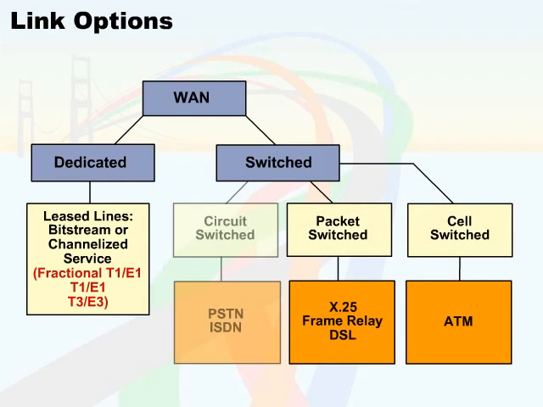The most popular of these connections are packet switched and cell switched. Packet switched is typically our frame relay and our DSL, which are very popular technologies. Cell switched is ATM, which in some cases is used more as a LAN technology than a WAN technology, but that's entirely up to you. Nonetheless, packet switched networks, circuit switched networks, and cell switched networks are all limited by the amount of bandwidth that they can provide. Packet switched and cell switched networks typically provide the highest levels of bandwidth.